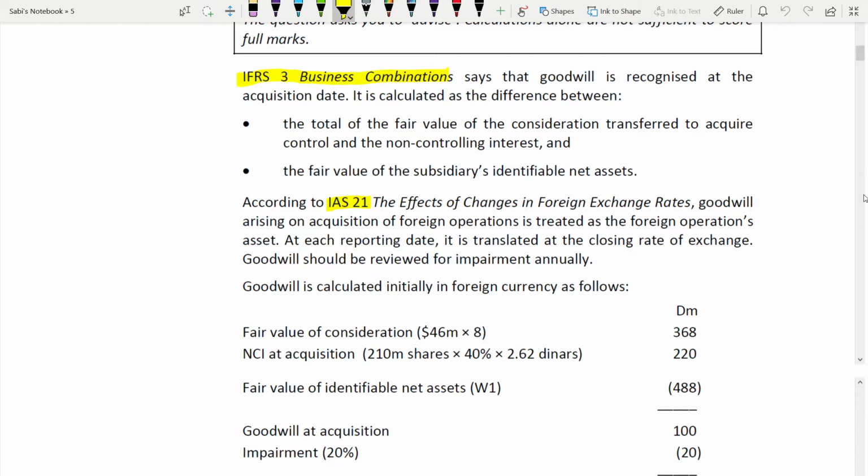At each reporting date, it is translated at the closing rate of exchange. This is something new. It is translated at the closing rate of exchange at each reporting date. That means at each year end.